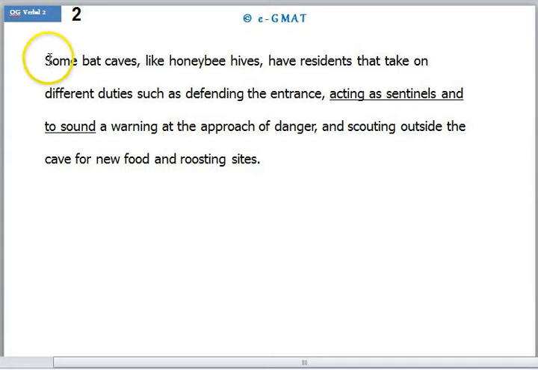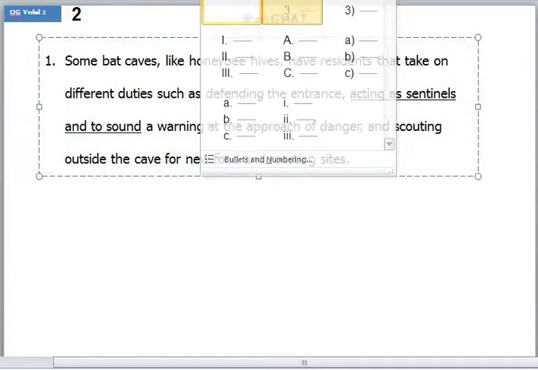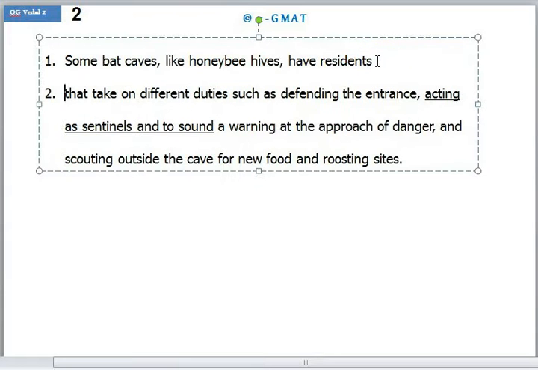Okay, now let us evaluate the errors in the sentence. In order to do that, we will divide our sentence into small clauses. So here goes our first clause. Some bat caves like honeybee hives have residents. Alright, so that brings us to our second clause, which reads that take on different duties such as defending the entrance, acting as sentinels and to sound a warning at the approach of danger, and scouting outside the cave for new food and roosting sites.